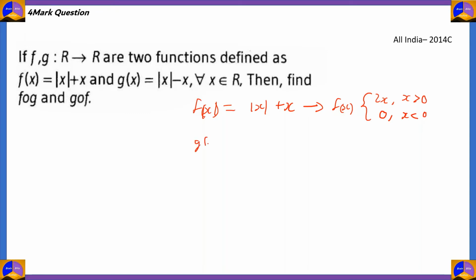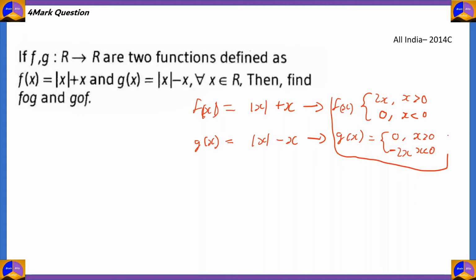And similarly, we can take g of x as mod x minus x, so that means g of x will be defined as 0 when x is greater than 0. Positive, negative cancel each other. And when x is less than 0, this will be negative, so minus x gives you minus 2x. So these are our functions, f and g.